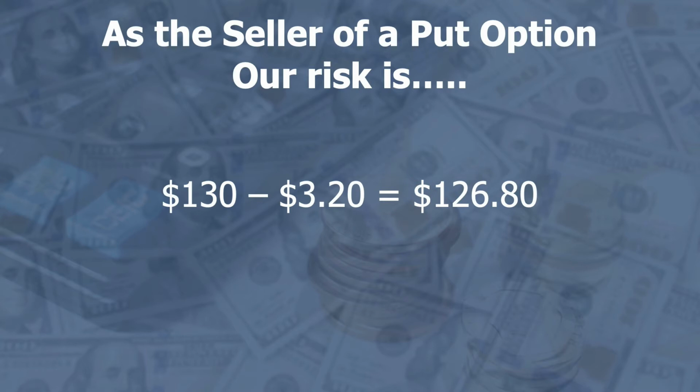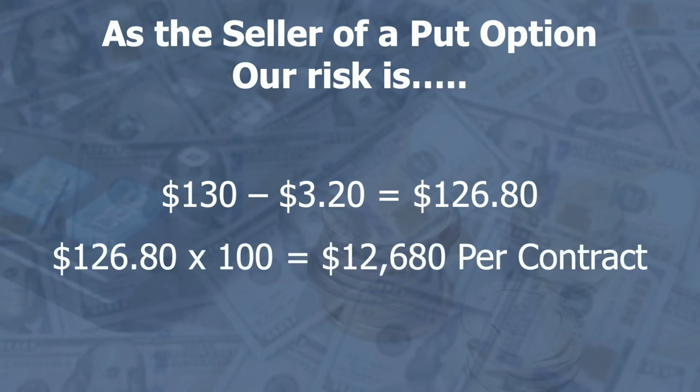Then we need to take the 126.8 and multiply it by 100 because that's one options contract, and that leaves us with a total risk of $12,680, based on the fact that we have to buy the shares at that price. But this is where it gets a little bit interesting. What if we actually wanted to buy the stock at that price? This is where we're really matching up the long-term investing ideas with the options trading as well. And this is something I learned from the Rule 1 workshop.